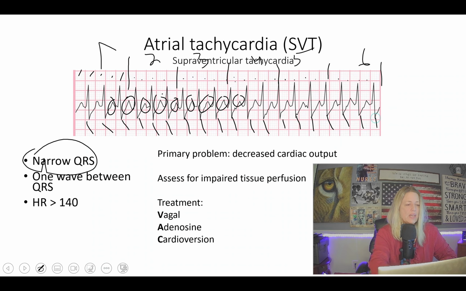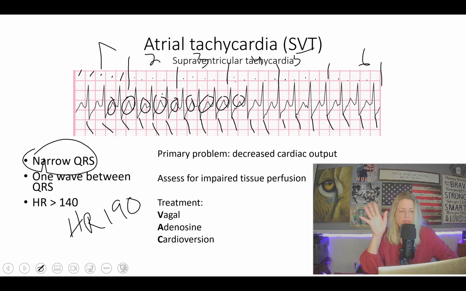Yikes. The heart rate is 190 because you count the number of QRSs and multiply it times 10. So the heart rate's 190. So it's very clearly over 140. It's very fast. So the primary problem here is decreased cardiac output, and here's why.